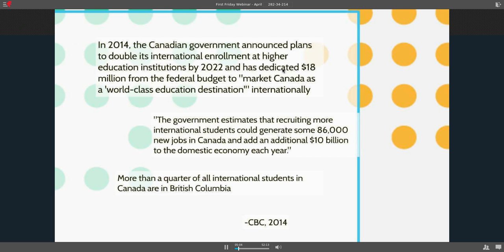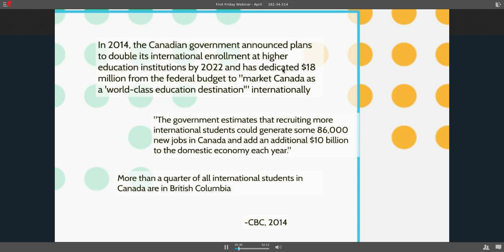And then in Canada, we're also seeing similar increases. In 2014, the Canadian government explicitly announced plans to double its international enrollment, so that's a little bit different from the United States, where it's certainly something that's happening, but it hasn't been expressed as much as a goal at the national level. So the goal is to double it by 2022, and the government has dedicated $18 million from the federal budget to market it. So the idea is sending the message out into the world that Canada is a world-class education destination.